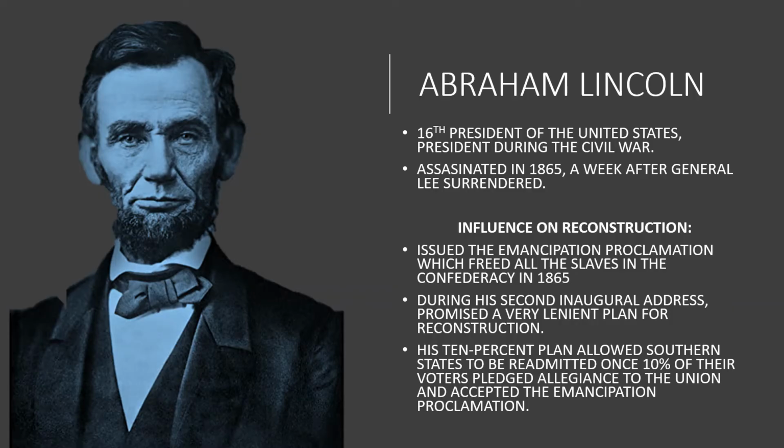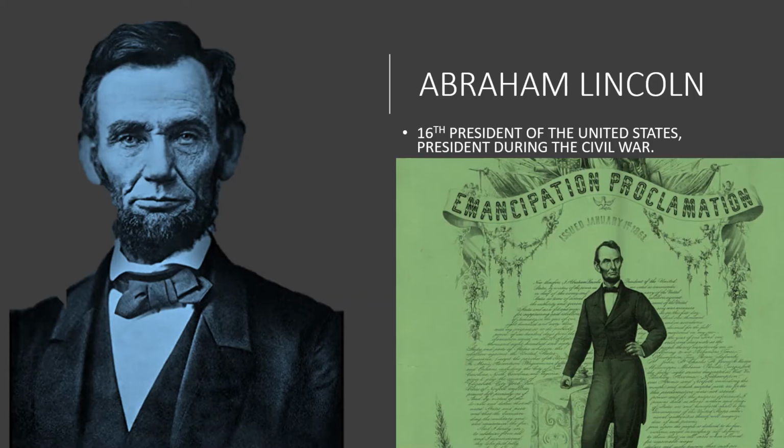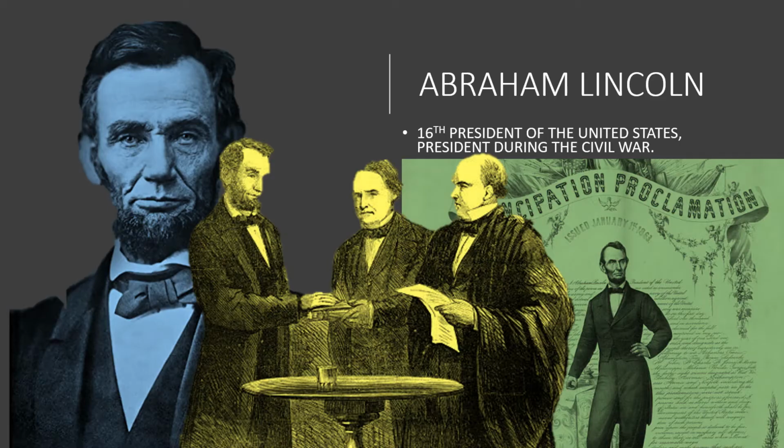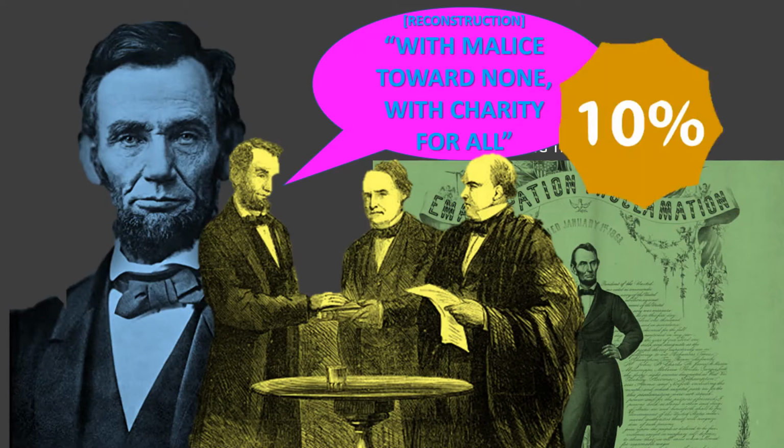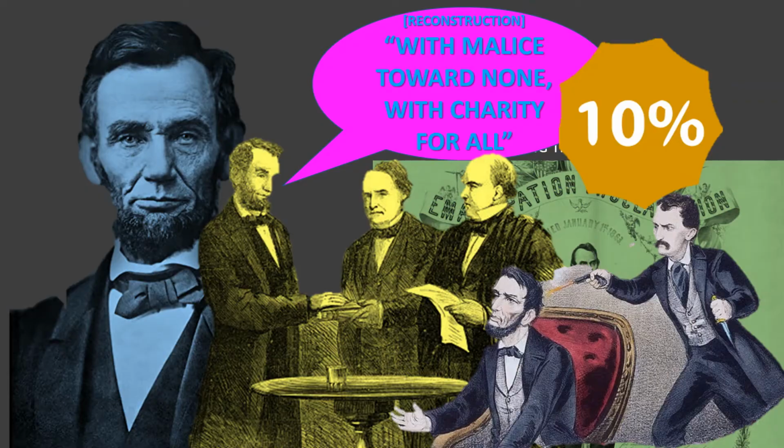Let's review the key contributions and facts for Abraham Lincoln. Lincoln issued the Emancipation Proclamation freeing slaves in the Confederacy. He promised a lenient plan for readmitting seceded states. His 10% plan allowed Southern states to form governments once 10% of voters had pledged allegiance to the Union. Lincoln was shot and died before he could implement his Reconstruction plan.